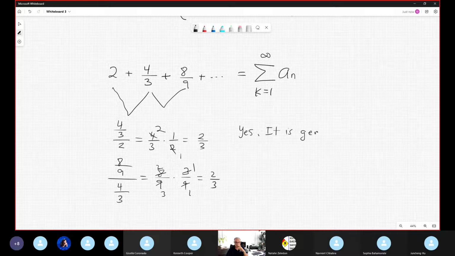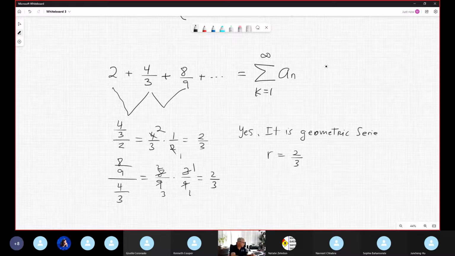Geometric series, and by the way, the common ratio is 2/3. So now, under this conclusion, what do you think? Convergent or divergent? Help me. I need your help. Convergent or divergent? Come on. Answer me.